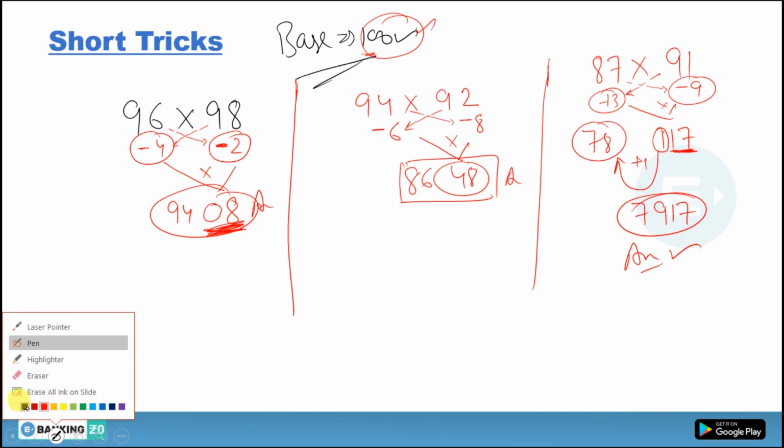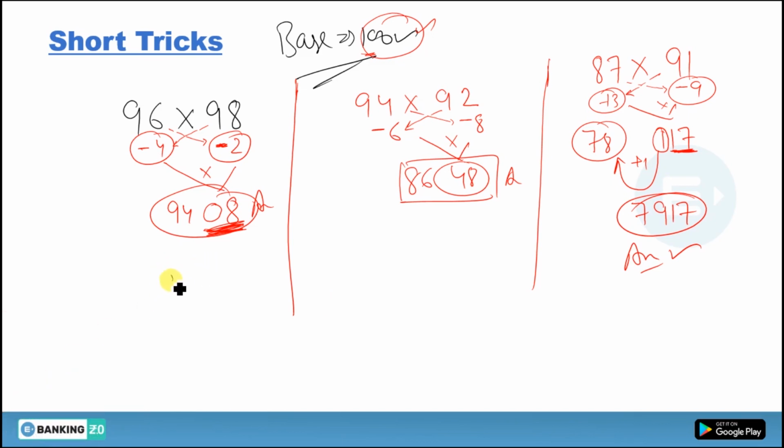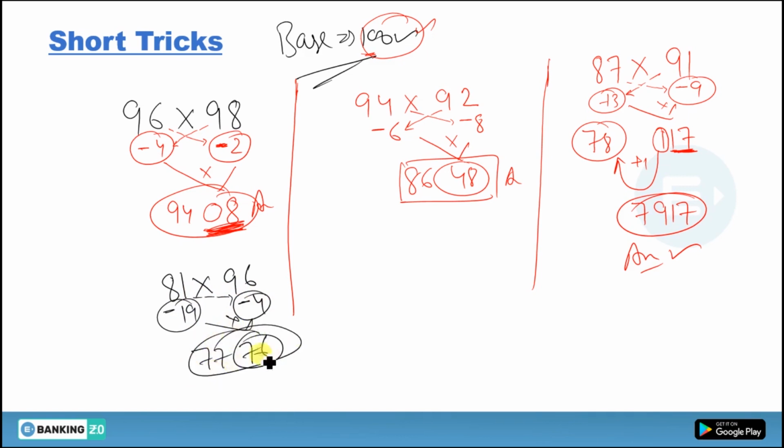Now see one more. Suppose you have to multiply this 81 by this 96. What are you gonna do? This one is 19 less, or this one is 4 less. So multiply these all. 19 into 4, you're getting 76. And now subtract this 4 from this 81, or subtract this 19 from 96. So which one is easy? We know 81 minus 4, we can quite easily write it here, 7776. So this one is the answer. Now move to the next one.